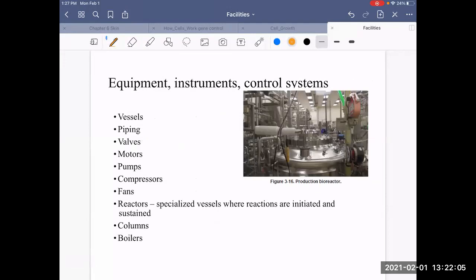Okay, now in the book, they go through the chapter and they describe each of these pieces of equipment and what they do. I'm not going to read those to you. I think most of it is self-explanatory.